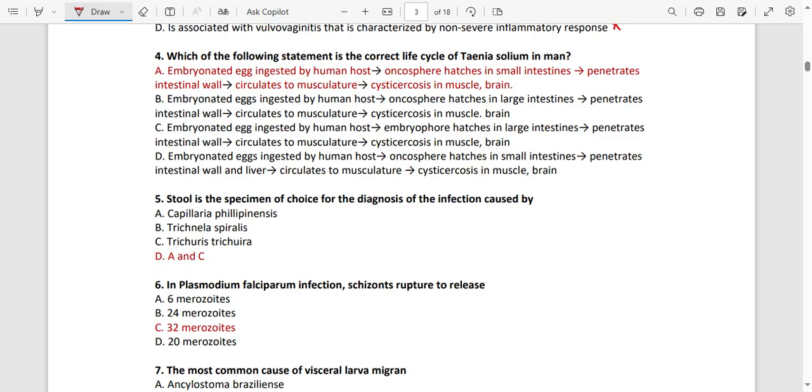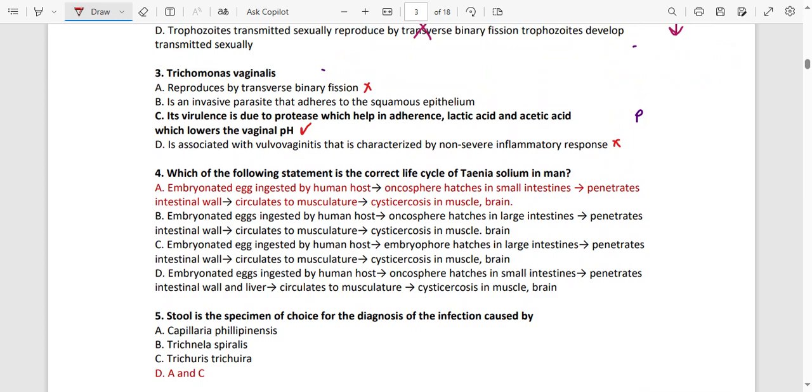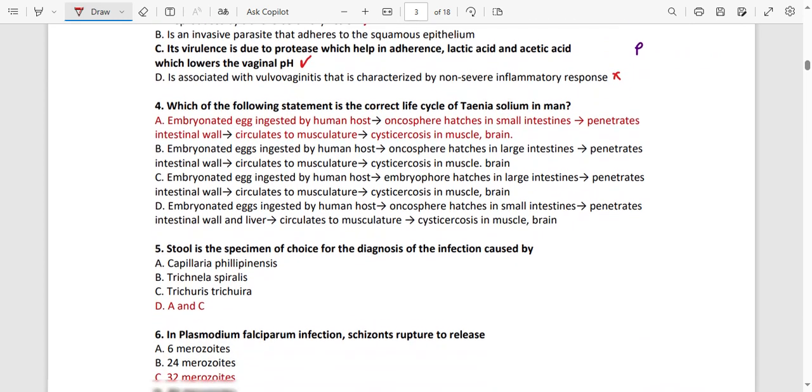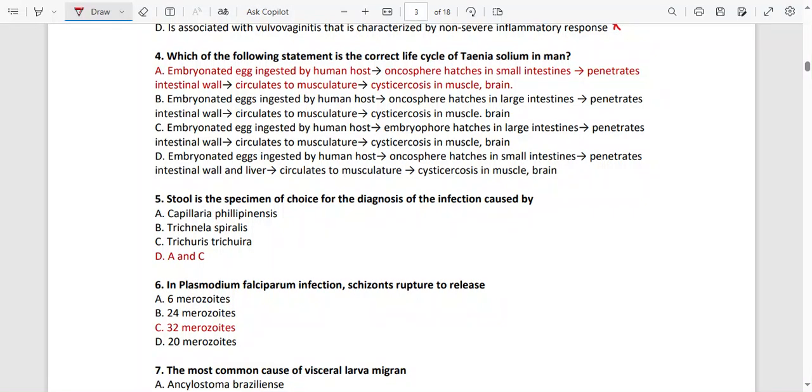Okay, there's a question. We can start with a question before we go on. So question 3, the answer is C. Okay, so back to question 4. Anyone that can say anything that they know about Taenia solium? Just anything.